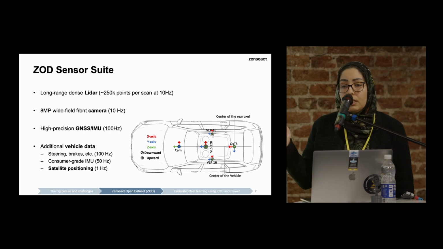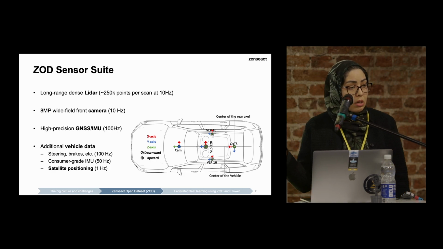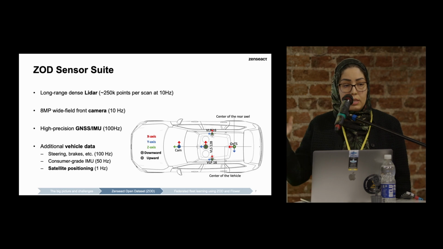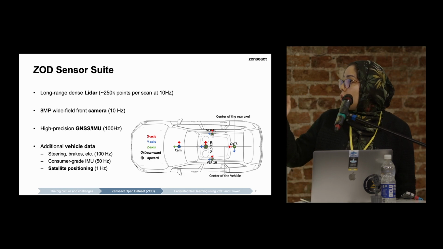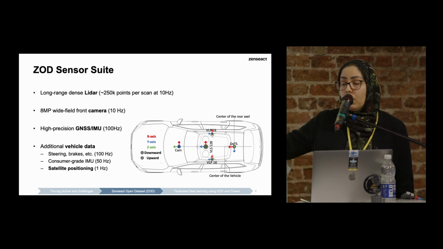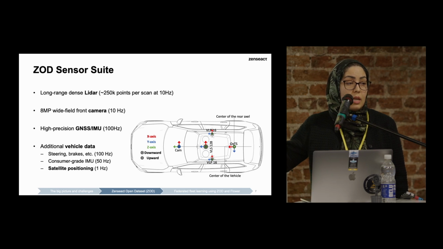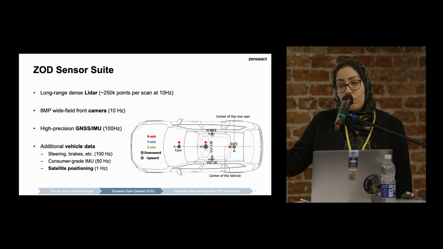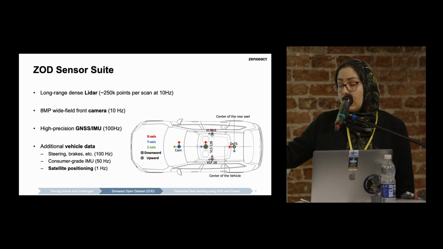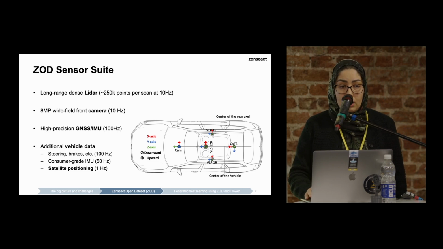How did we collect this dataset? We used our development cars with the same sensor suite, each with a high-resolution camera, long-range dense LiDARs, and also high-precision GNSS and IMU sensors. In addition to these sensors, we also provide some vehicle data that might be applicable for some applications, as well as satellite positioning.